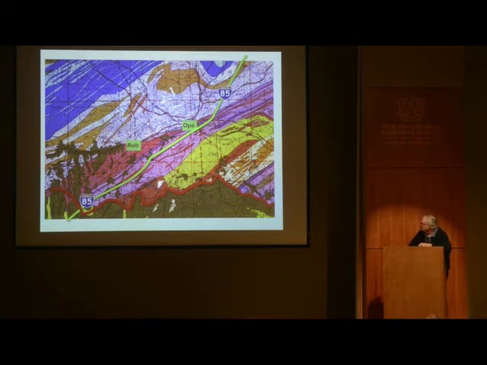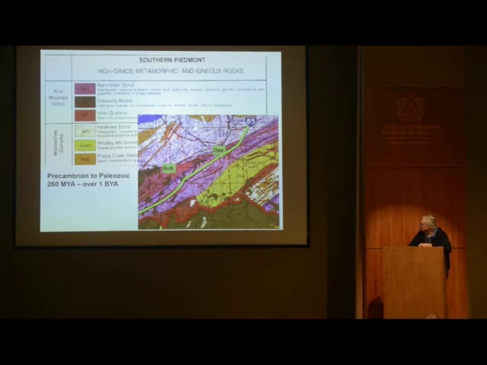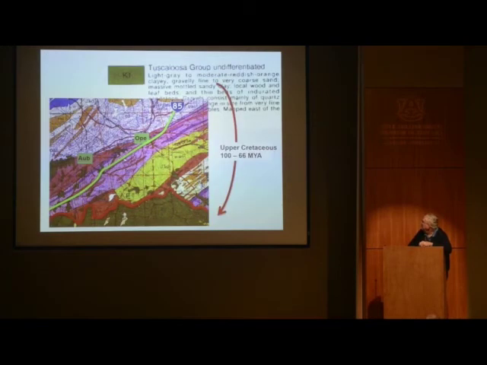Okay, so here, I've shown you just a couple of things. The main thing I want you to notice here is that this is all metamorphic: schist, marble, quartzite, gneiss. This is all hard metamorphic stuff, all of these colors up here. This is all Tuscaloosa, but it's all sedimentary, and a lot of it unconsolidated.